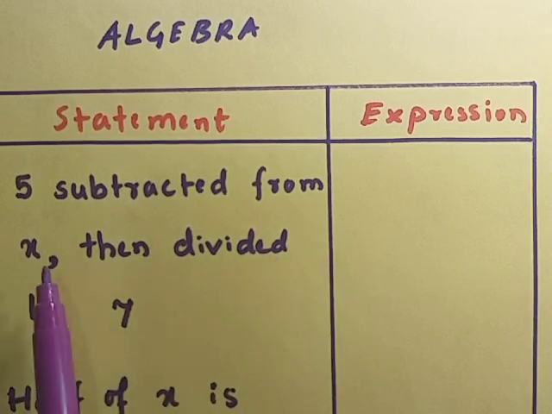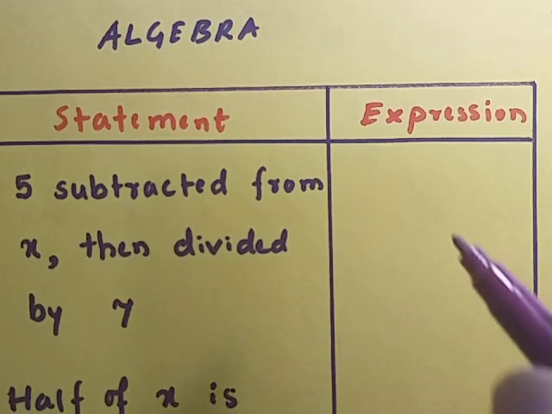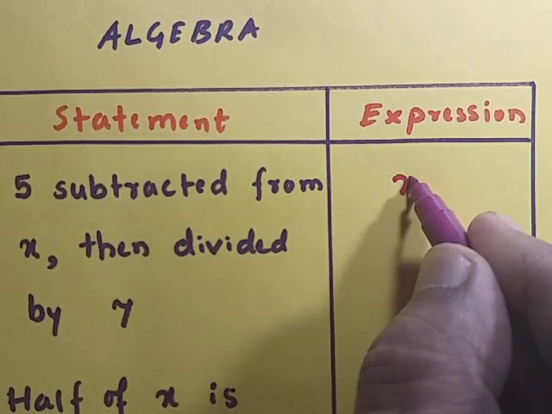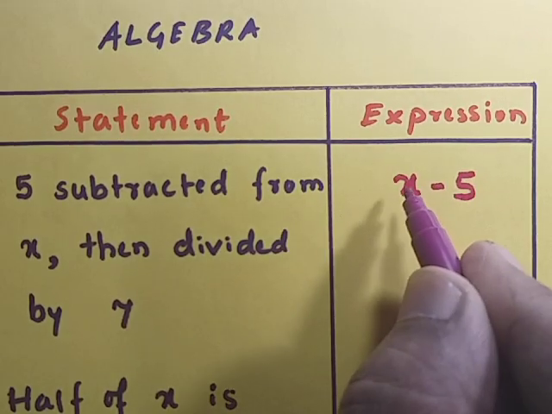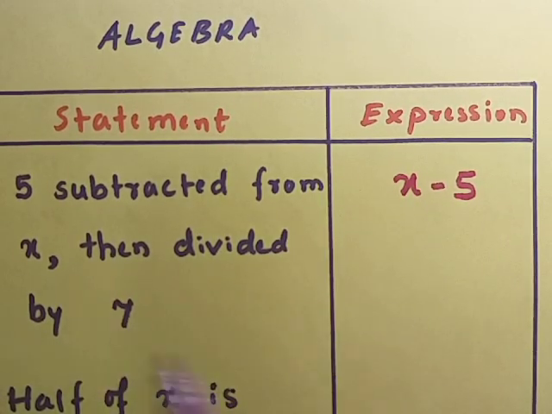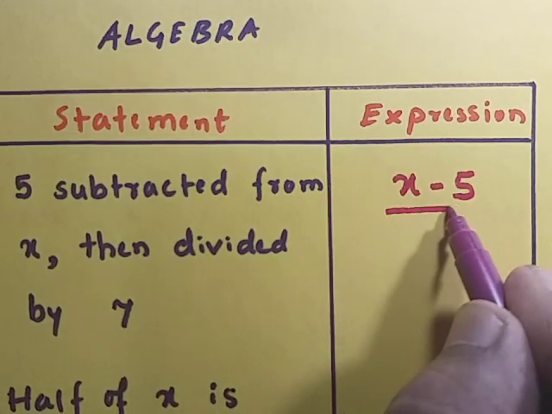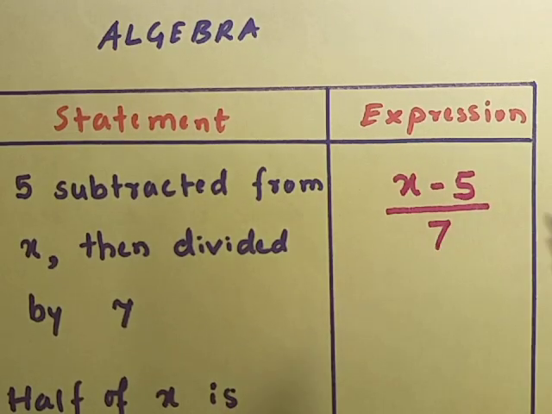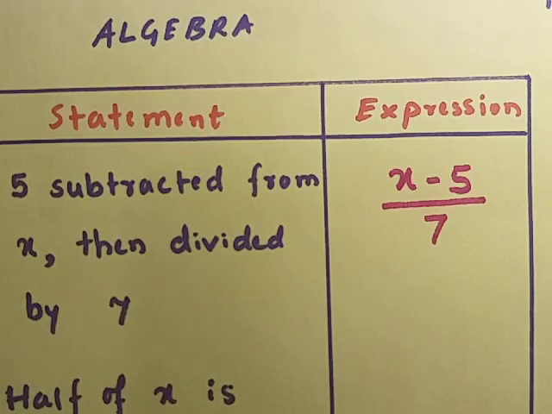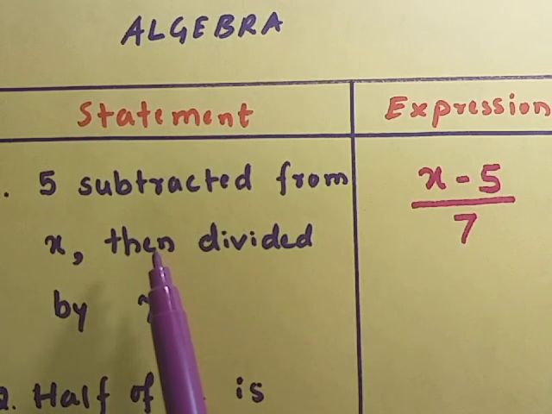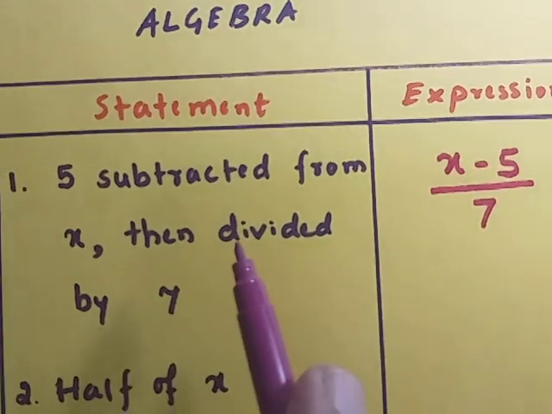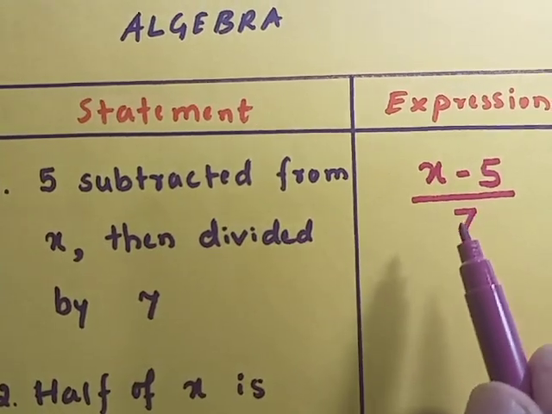5 subtracted from x. Therefore, x minus 5 is subtracted from x and then divided by 7, that is, this expression is divided by 7. It now becomes our algebraic expression. This is how a mathematical statement is obtained when we are given an oral statement. An oral statement must be converted into a mathematical statement.